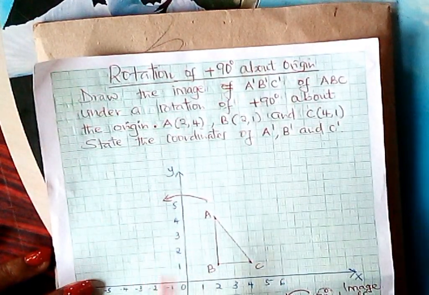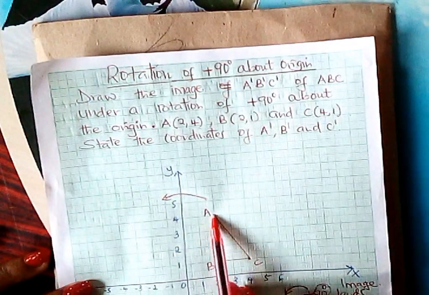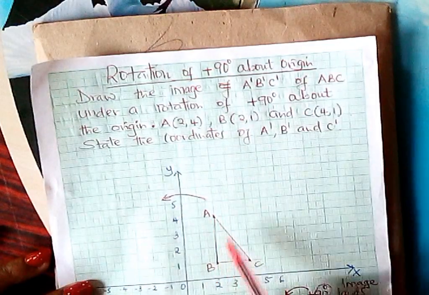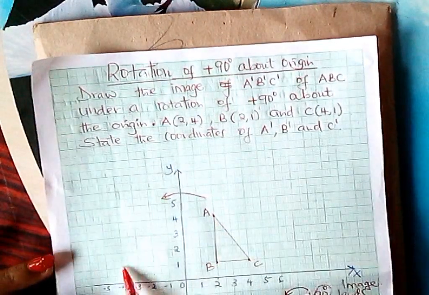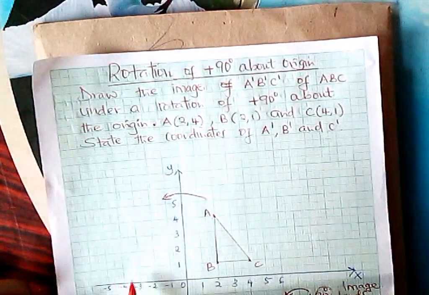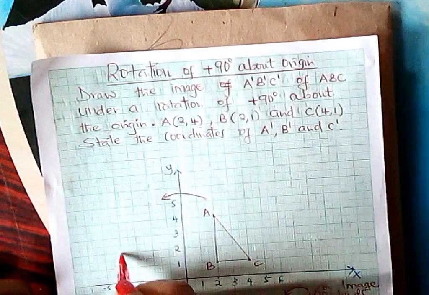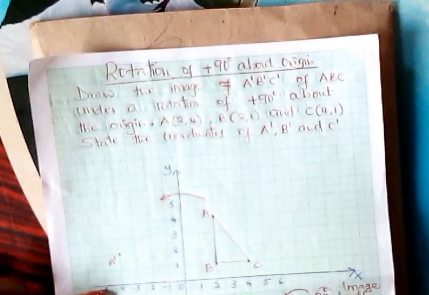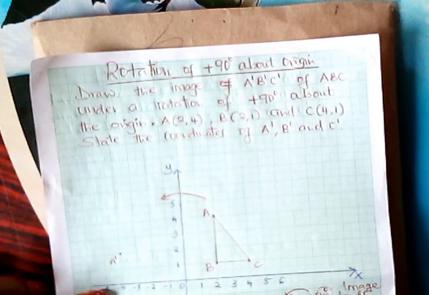Then the coordinates will interchange. If you look at A is at 2, 4. So here you exchange the coordinates and therefore you'll talk of negative 4, 2. That is where your A prime will be. And this only happens when you are dealing with the origin.